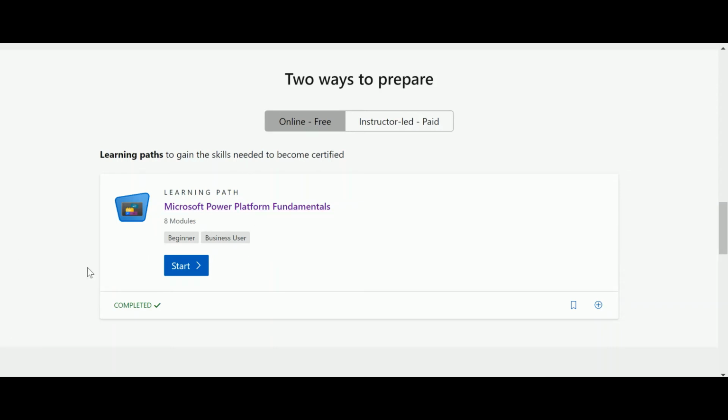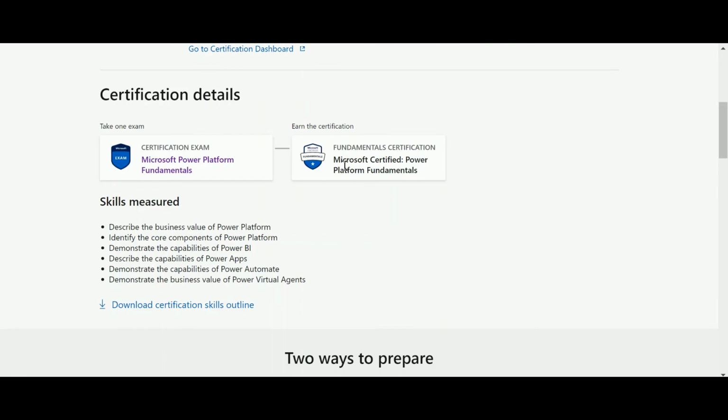I have already taken this test and cleared it. This is very basic knowledge; your basic knowledge will be required. To acquire the Microsoft Certified Power Platform Fundamentals certificate or badge, you just need to clear the PL-900.